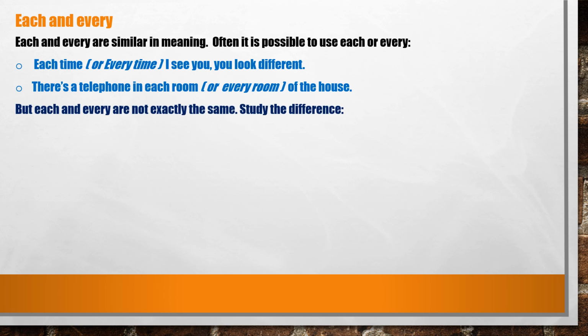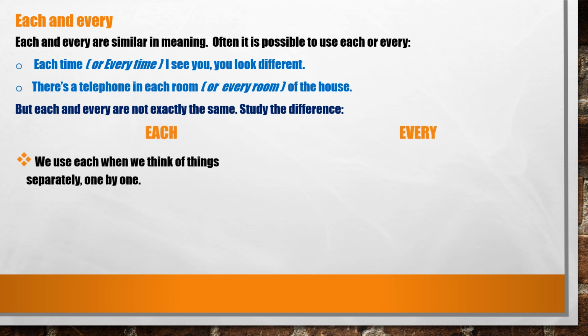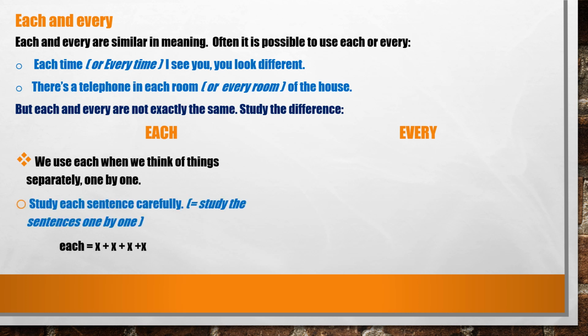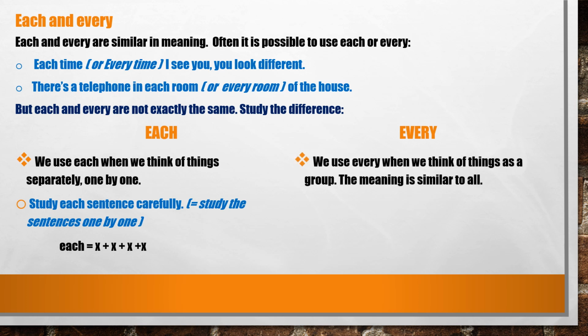Study the difference. Each and every. We use each when we think of things separately, one by one. Study each sentence carefully. Study the sentences one by one. We use every when we think of things as a group. The meaning is similar to all.